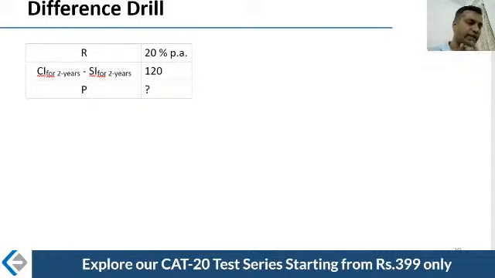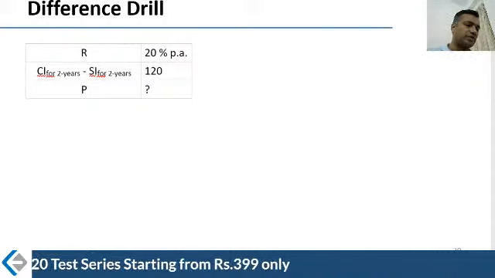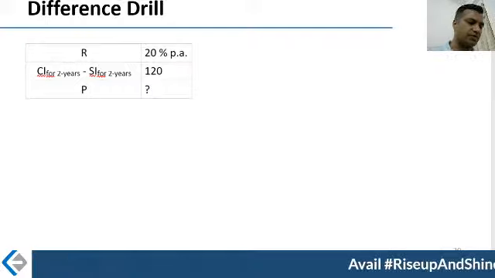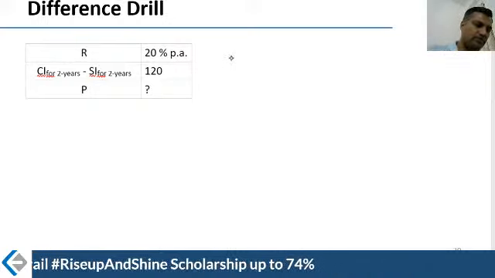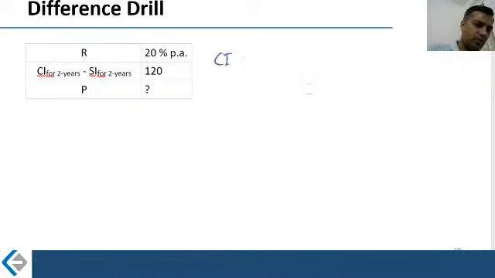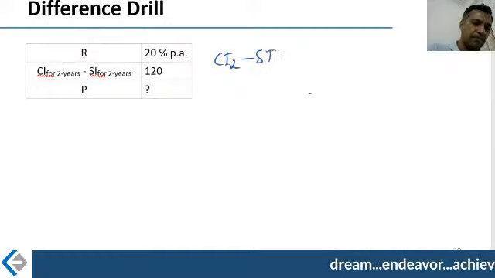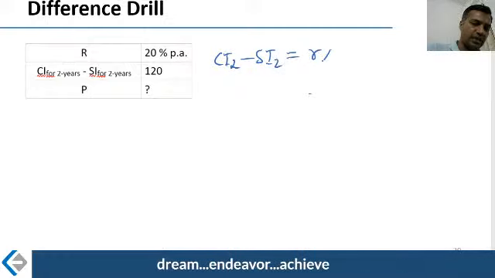Rate of interest is 20% per annum. Compound interest for 2 years minus simple interest for 2 years is 120. Why don't you tell me what is the principal? We directly know this. Compound interest for 2 years minus simple interest for 2 years is nothing but R percentage whole square times of principal.